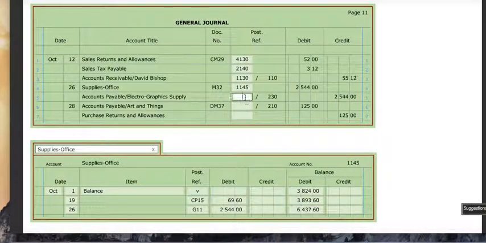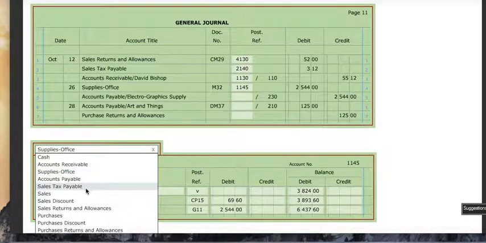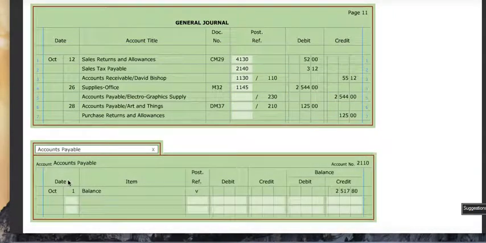Alright, next transaction, accounts payable. Open up your accounts payable. So as you can see again, we have a double one. So we have accounts payable as the first number, which is 2110. And then our electrographics is 230. So we're posting a credit from the 26th from G11, 2544. So we have a credit plus a credit gives me a total of 5061.80.